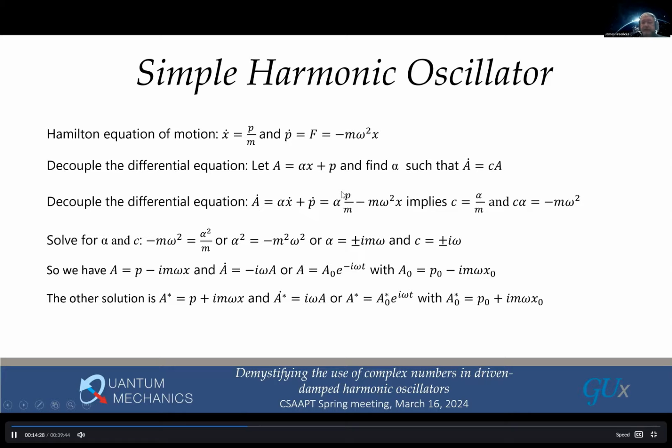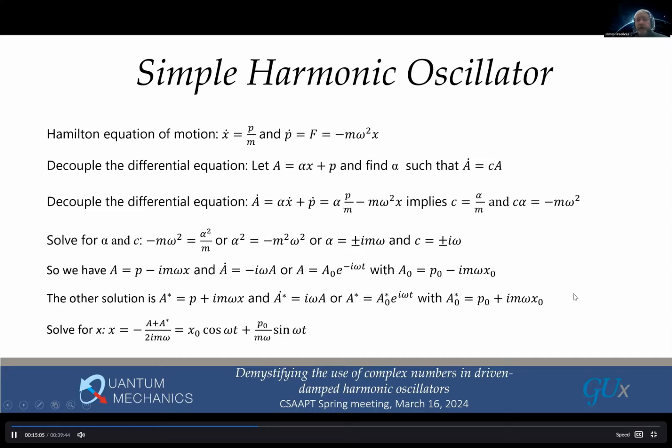Okay, now we have these two equations, one for a and one for a star. How do I get x? I just solve these two equations for x. So x is just minus a plus a star over 2 i m omega, and it comes out to be what you know it is: x0 cos omega t plus p0 over m omega sine omega t. Okay, so the key thing about this is that the complex numbers arise naturally from the way that you're solving the equation. They're not something you have to put in by hand in any fashion. You just have to try to do this ansatz that you want a dot equal to c times a.